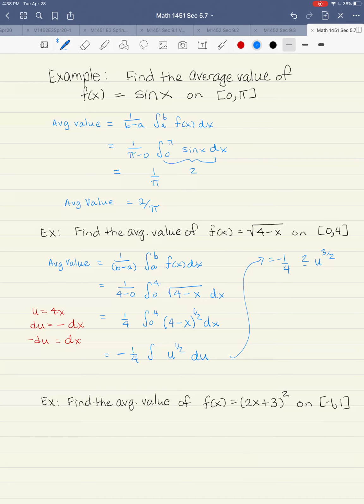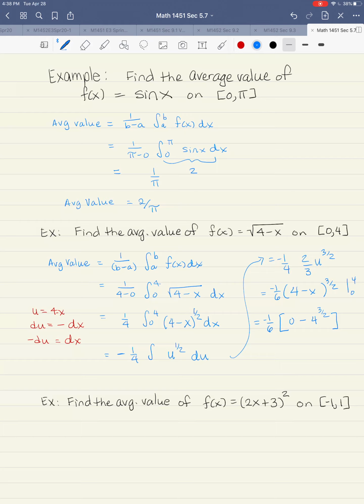When you integrate u to the 1/2, you add 1 to the power, that gives you u to the 3/2 times 2/3. When I simplify that, 2 goes into 4 twice, so that gives me a negative 1/6 u to the 3/2, and u is 4 minus x. And then we evaluate that from 0 to 4.